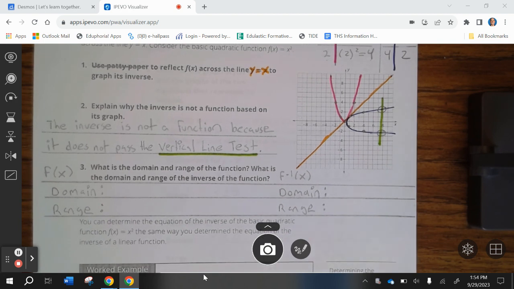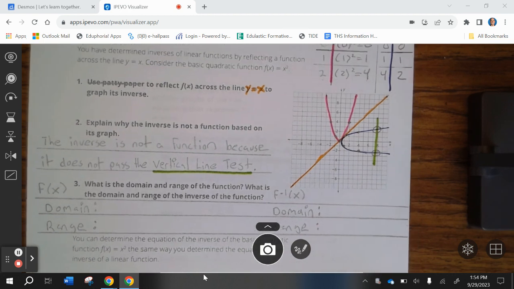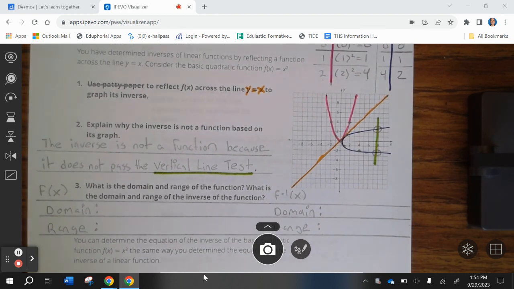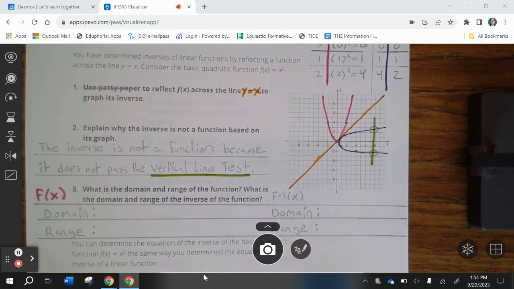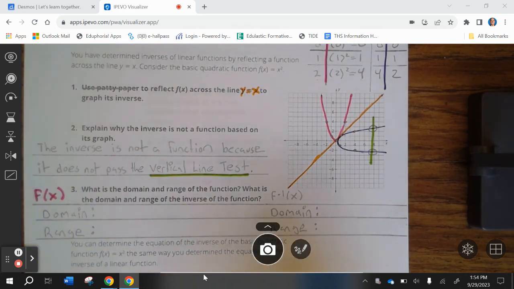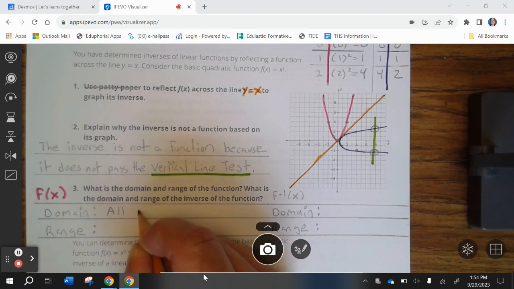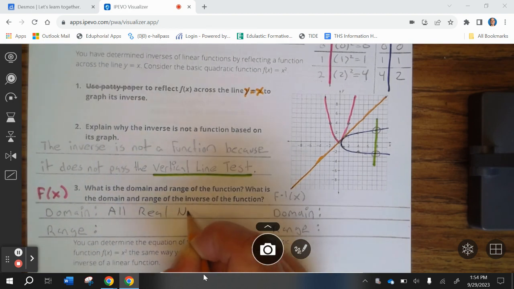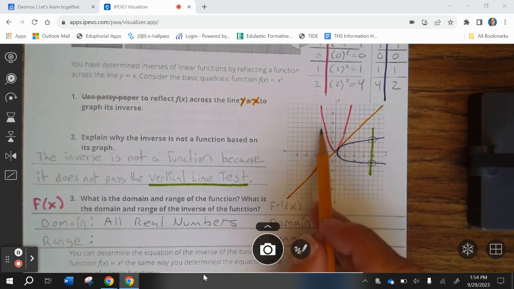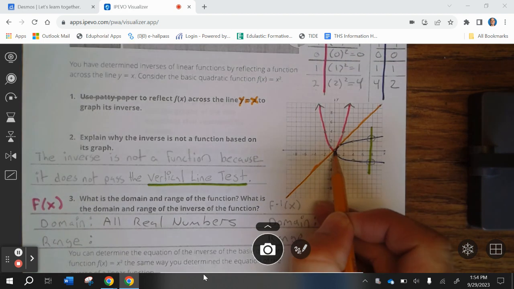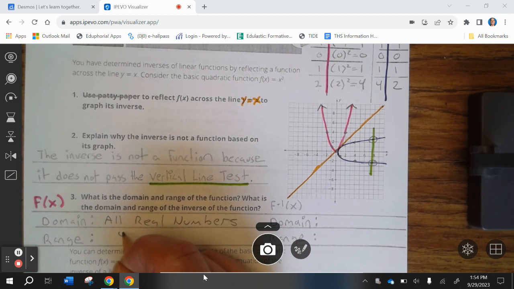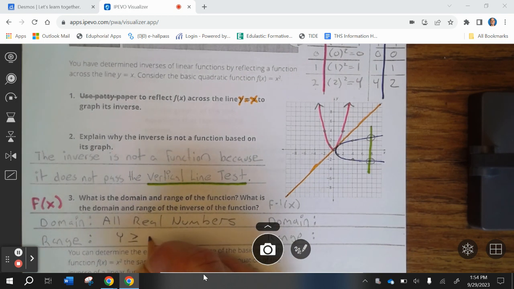All right. Now, what is the domain and range of the function? What is the domain and range of the inverse function? So the domain of f of x is all real numbers because from left to right, it just keeps going infinitely. Now the range starts at 0 and it goes up. So it's y greater than or equal to 0.